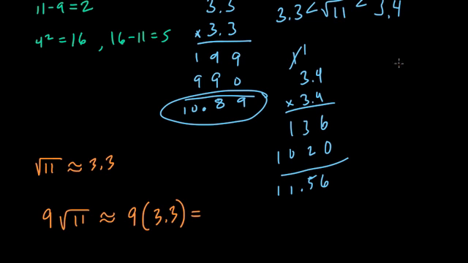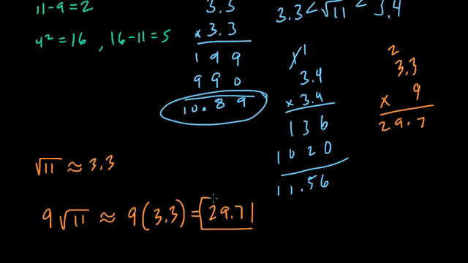And if we work this out, so our last step, we'll have our answer. 9 times 3 is 27, plus 2 is 29. Placeholder, we get about 29.7, and that's our approximation.